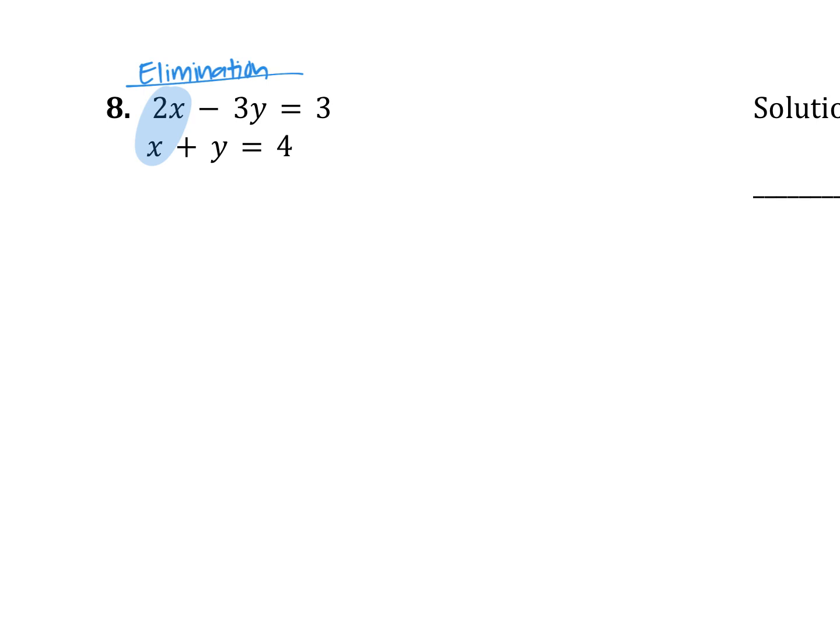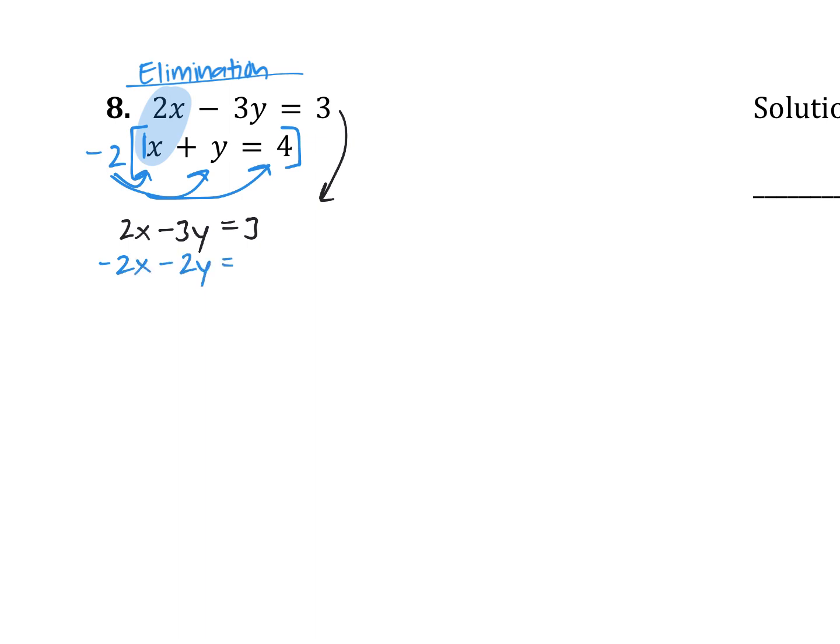So the opposite of 2 would be negative 2. So to make this 1 into negative 2, I need to multiply this entire bottom equation by negative 2. But before I multiply it, I'm going to just go ahead and copy this first equation down below, so that way I have it right next to the new equation that I'm going to have. Okay, so now we're going to distribute this negative 2 to all 3 terms on the inside to give me negative 2x minus 2y equal to 8.